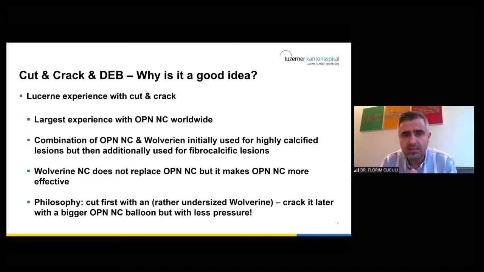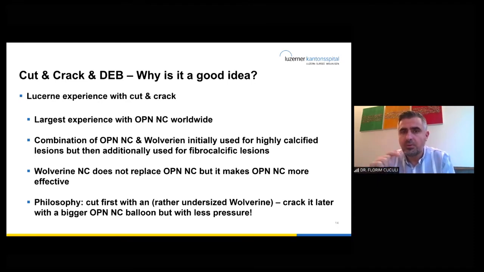I was moderating a case of Dr. Colombo yesterday, for whom I have big respect, but he was using semi-compliant balloons at high pressure to do lesion preparation, which surprised me a lot, because then the artery was completely dissected. Of course, Colombo can afford to leave it just like that with many dissections and not put a stent, but only Colombo can afford that, not Dr. Cuculi in Lucerne. So our philosophy is really to cut first with a rather undersized Wolverine, and then crack it with a bigger OPN NC balloon, but with less pressure.